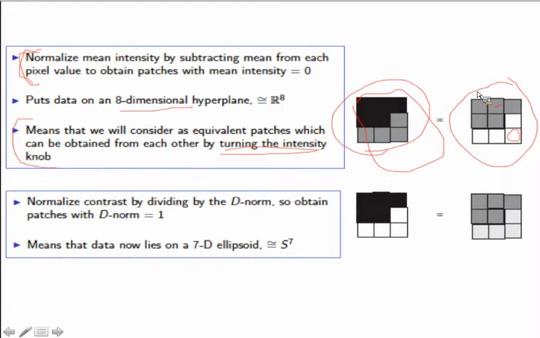So that's one thing one frequently does in data, is to do a type of projection, and this is a type of projection. We've projected into 8 dimensions now by just turning our intensity knob, projecting anything to mean intensity 0. We're going to do another type of normalization, and that is by dividing by the d norm, so the norm of everything will be 1.